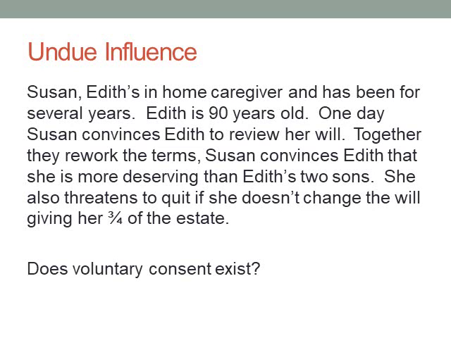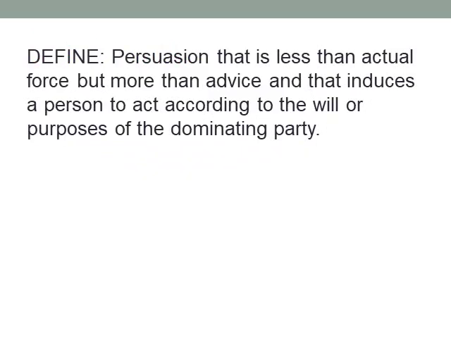Susan is Edith's in-home caregiver, and has been for several years, and Edith is 90 years old. So one day Susan convinces Edith to review her will. Together they rework the terms, and Susan convinces Edith that she is more deserving than Edith's two sons, and she also threatens to quit if she doesn't change the will, giving her 3/4 of her estate. So do we have voluntary consent here? No, we clearly do not have voluntary consent here. This is an extreme example. But basically, the definition of undue influence is persuasion that is less than actual force, but more than advice, and that induces a person to act according to the will or purposes of the dominating party. And in this case, Edith was up against losing her home care provider that she's had for several years. And that was kind of the dominating influence. In that case, there would be undue influence.